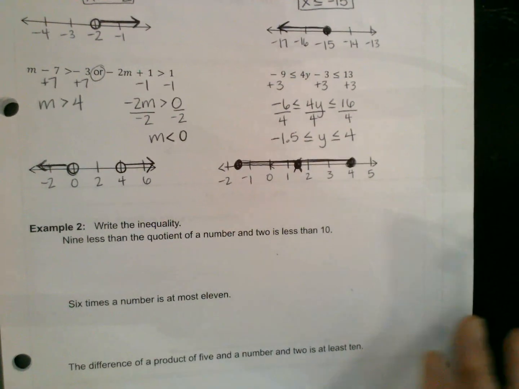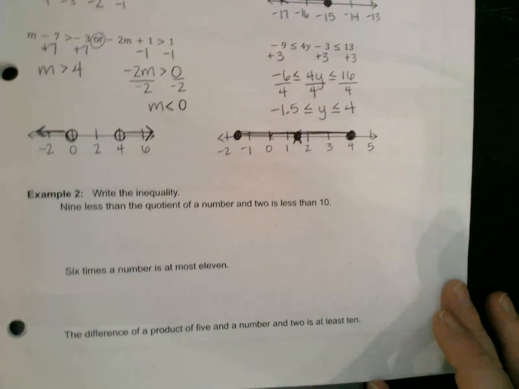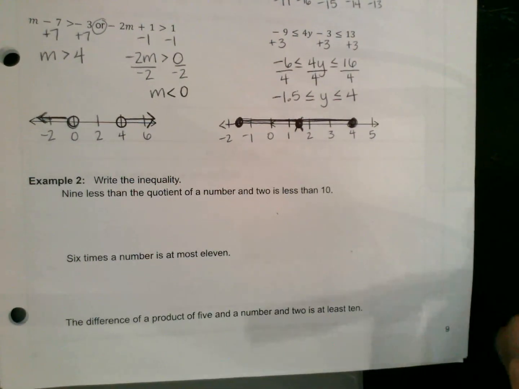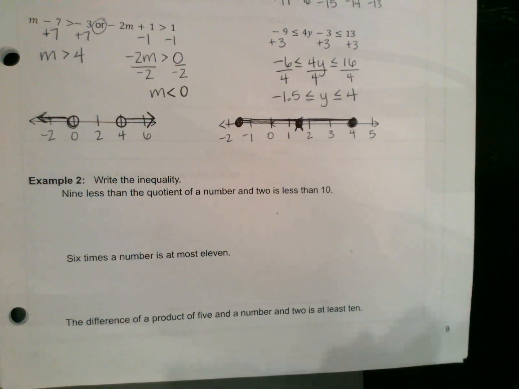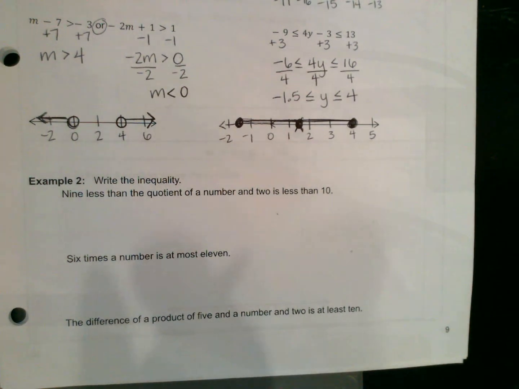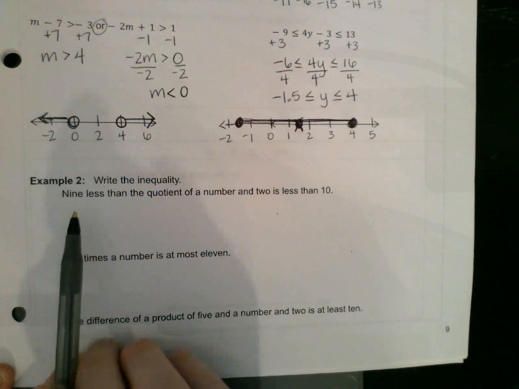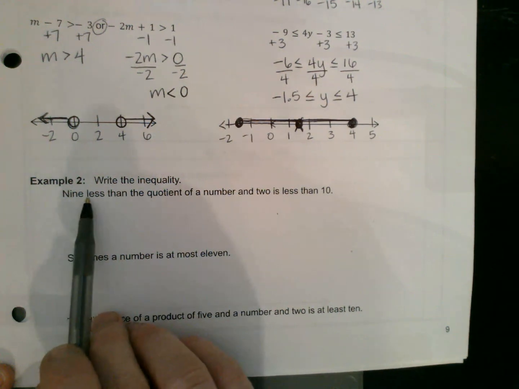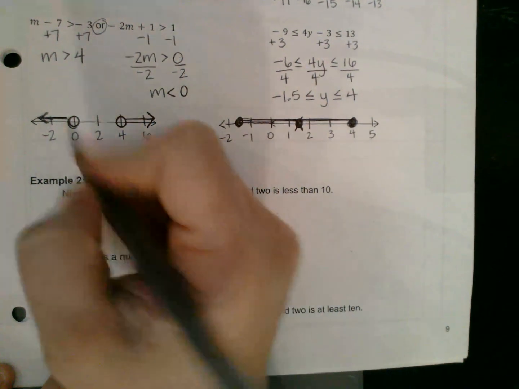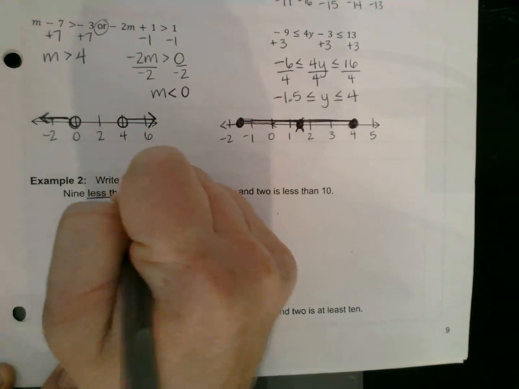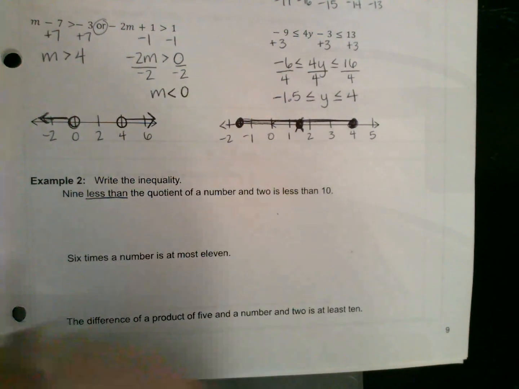In example 2, we are taking a sentence and writing it as an inequality. We don't need to solve it. We don't need to graph it. We're just trying to go from words to symbols. Okay. So we're going to look at some vocab here. We have 9 less than. When we see 9 less than, we should think subtracting.